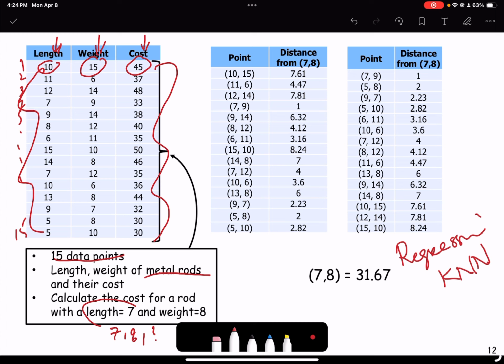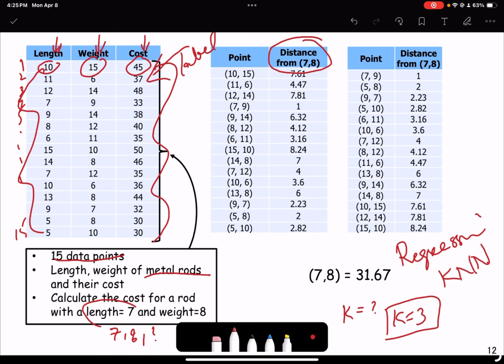So as we discussed earlier, first we need to determine the K value. Here we are going to consider K as 3, so we are going to consider 3 nearest neighbors, and estimate the cost. The target or unknown example in this case is the point 7 and 8, where 7 represents the length and 8 represents the weight of the metal rod. So this is our example, and we have to calculate the label, which is the cost.